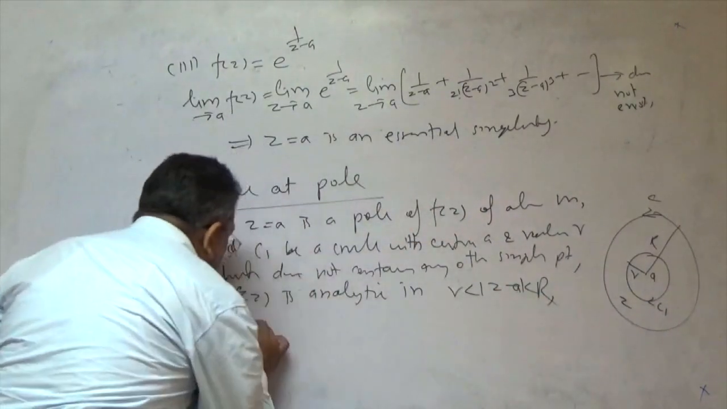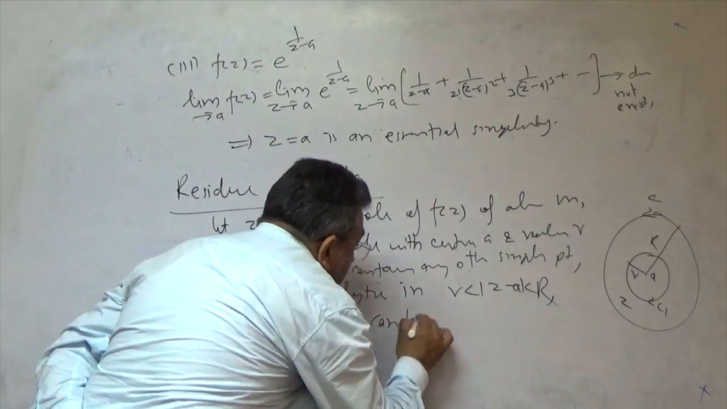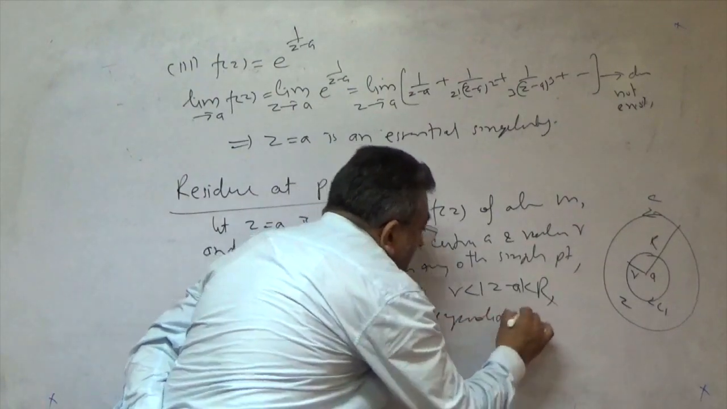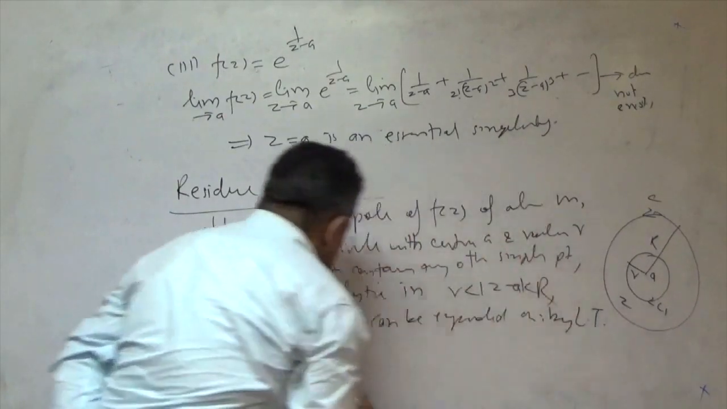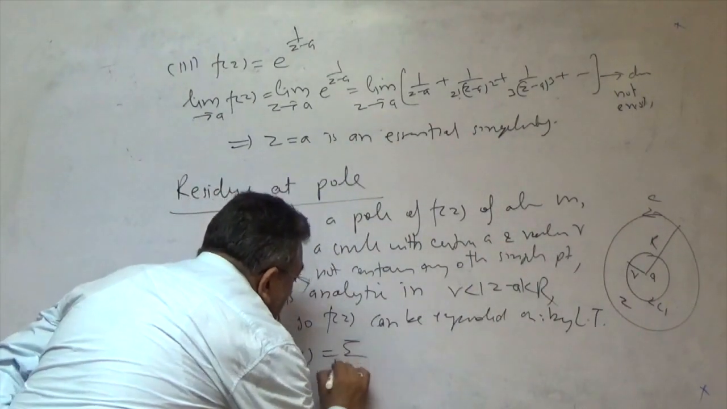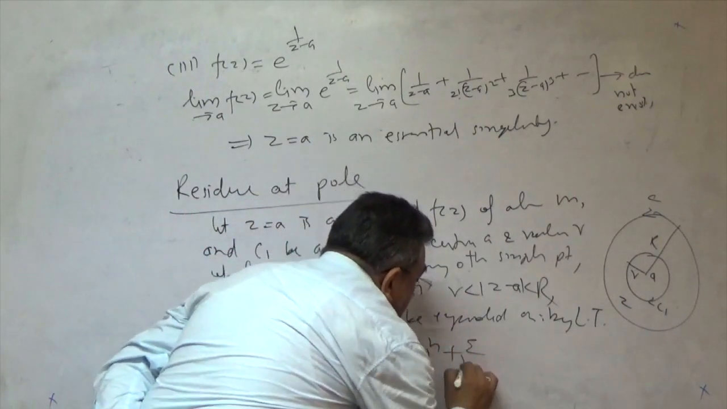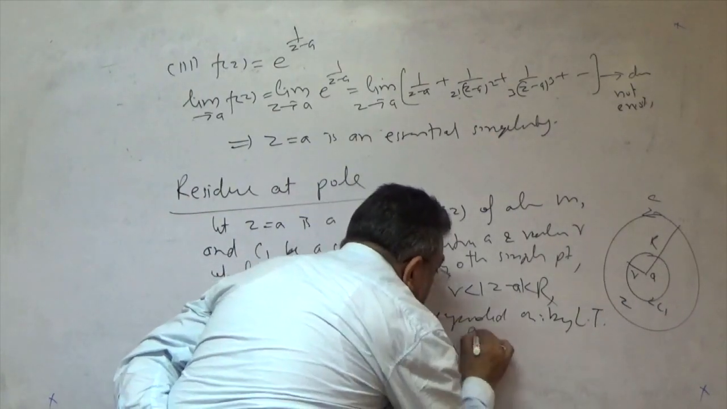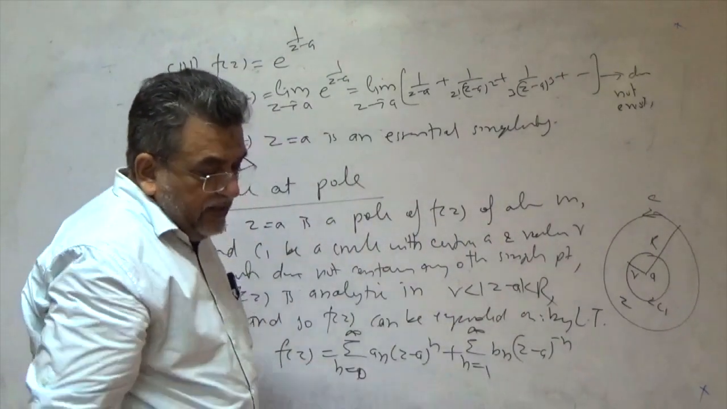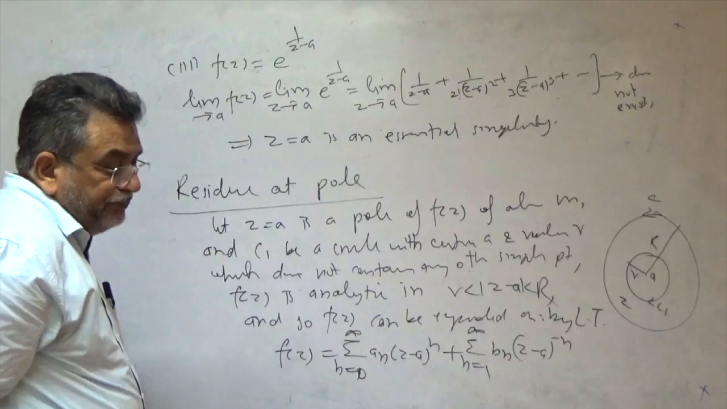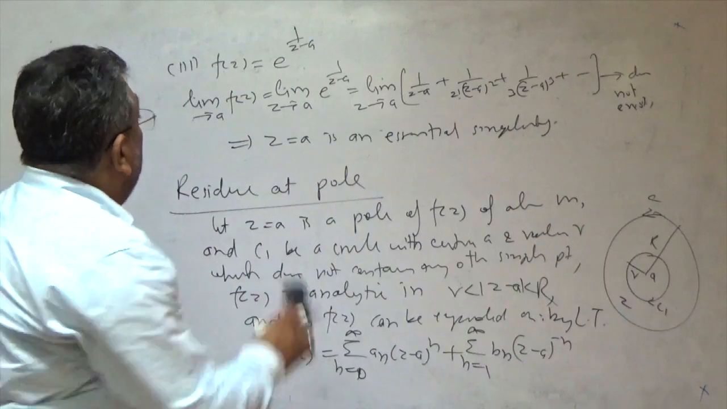So f(z) can be expanded by Laurent's theorem. By Laurent's theorem, f(z) equals the sum from n equal to 1 to infinity of a_n (z - a)^n plus the sum from n equal to 1 to infinity of b_n (z - a)^(-n). That is the principal part, by Laurent's theorem.